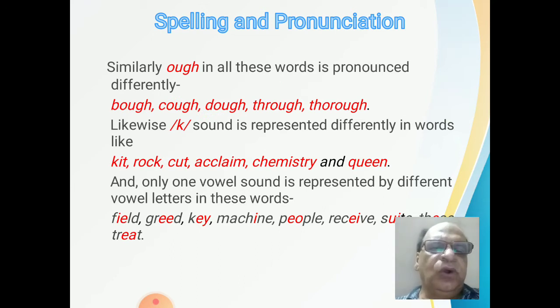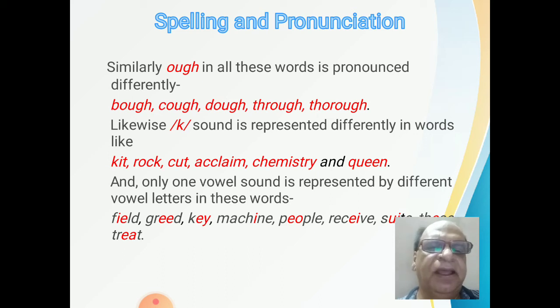Similarly, OUGH in all these words is pronounced differently. Now, we have given a collection of some words which carry the spelling OUGH. But this part of the word will be pronounced differently in all these words. Look at these words. Bow, ow sound. Cough, off sound. Dough, through, and thorough.